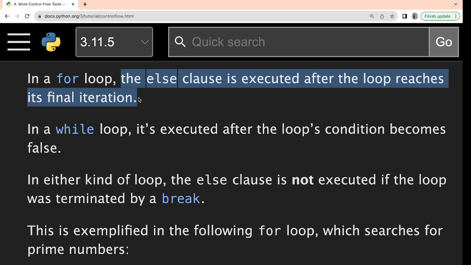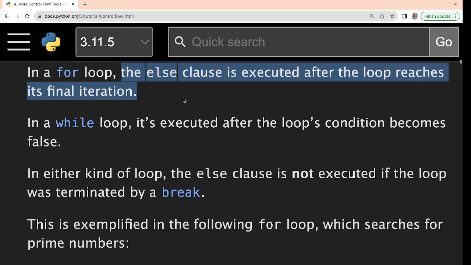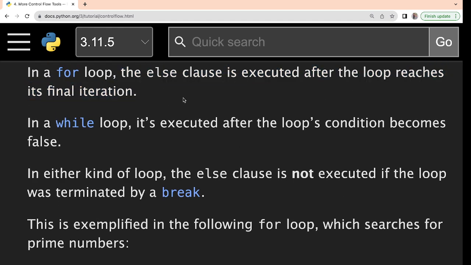Okay, that means let us say any for loop you have written which is running from 1 to 10 maybe, right? So when it will be in the 10th iteration, that time the else clause will get executed. Okay, so we will see the examples for that. So that is the case for for loop. For both the loops, the else clause works in a different way, for the for loop it works in one way and for the while loop it works in a different way.